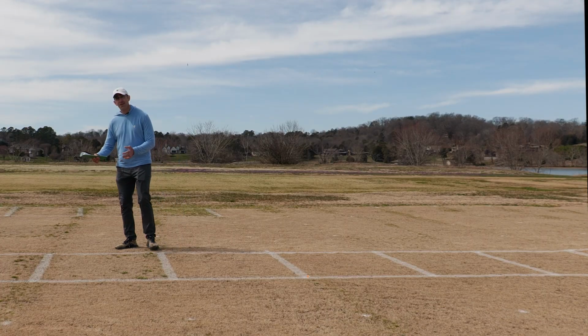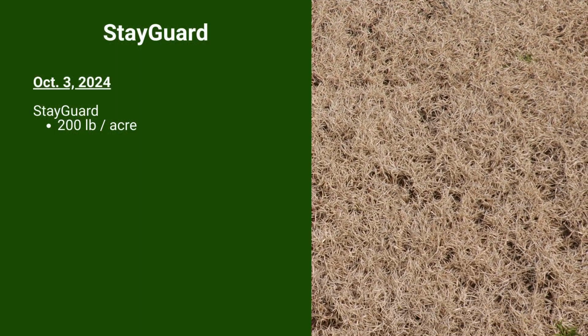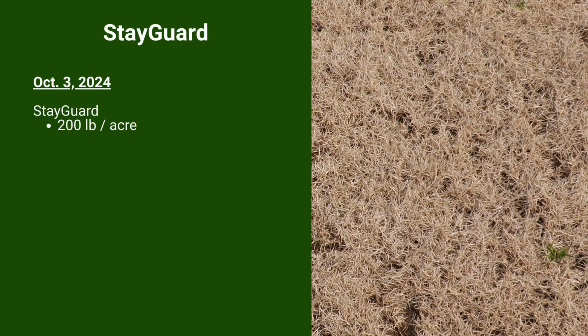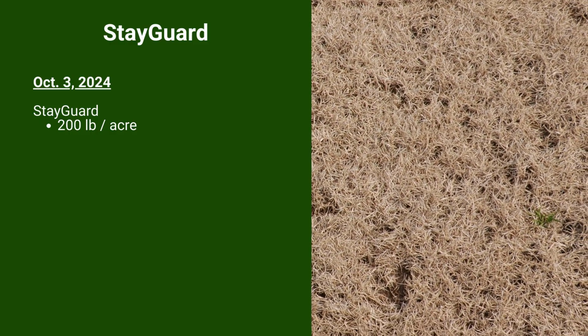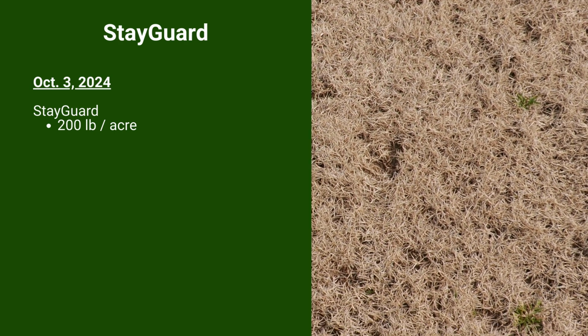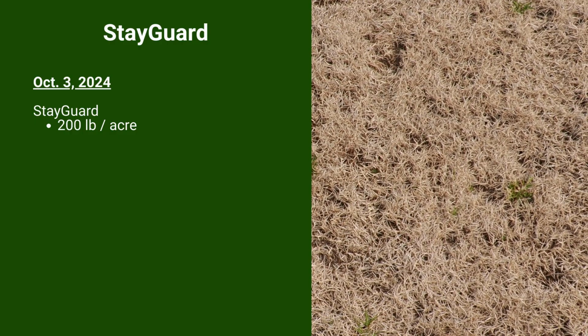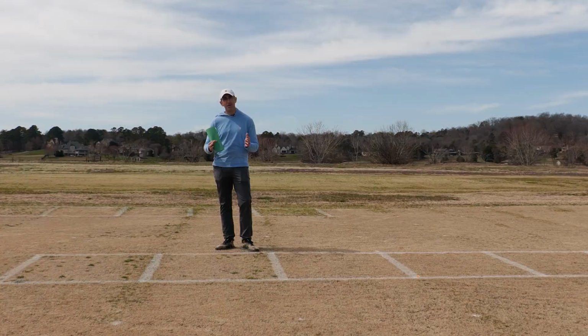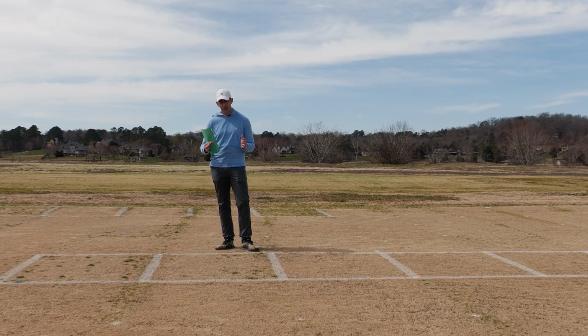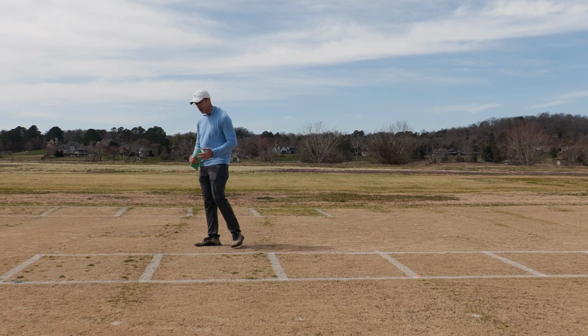Last 2 plots here, this is a newer herbicide, so this is StayGuard. It's a granular product. Active ingredient is flumioxazin, same active that's in SureGuard. What we have here is an October application of StayGuard at 200 pounds per acre. We can see that it's really started to break. It has activity on young POA plants and offers residual as well, but that residual is only going to be about a 70 to 90 day period at most. And we can see with an application in October, we're well outside of that now, and the results show that.